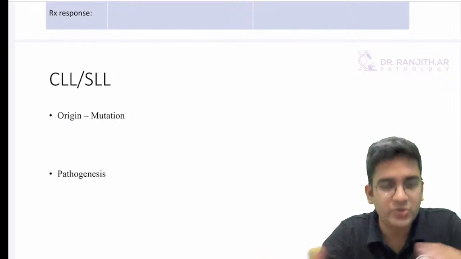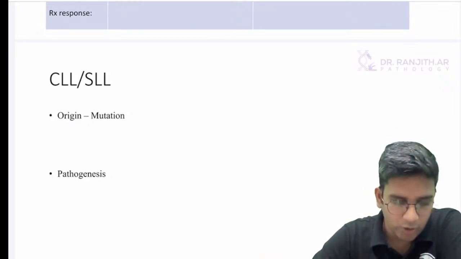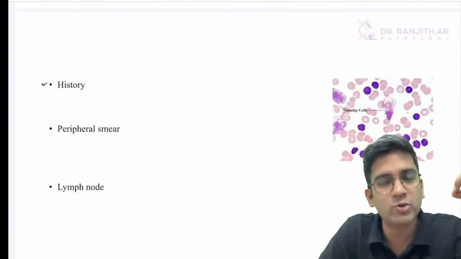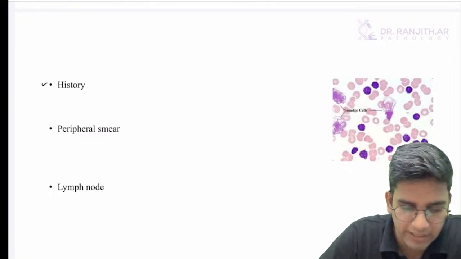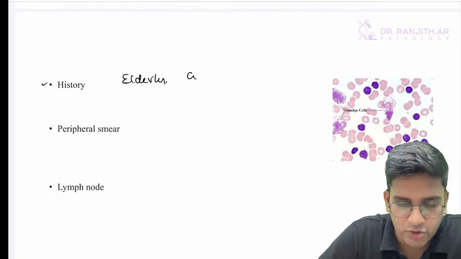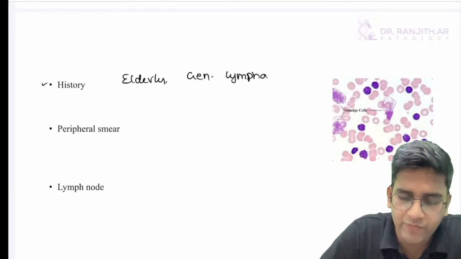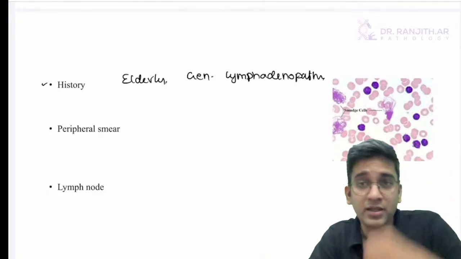Okay, let's come to CLL SLL. For every lymphoma: origin, mutation, pathogenesis, history. History I will not repeat. If there's a specific history, I'll add on to it. But every lymphoma you'll have elderly patients with generalized lymphadenopathy. Every lymphoma is seen in the elderly except for Burkitt's lymphoma, where the history is totally different, which you know, fine. Okay.